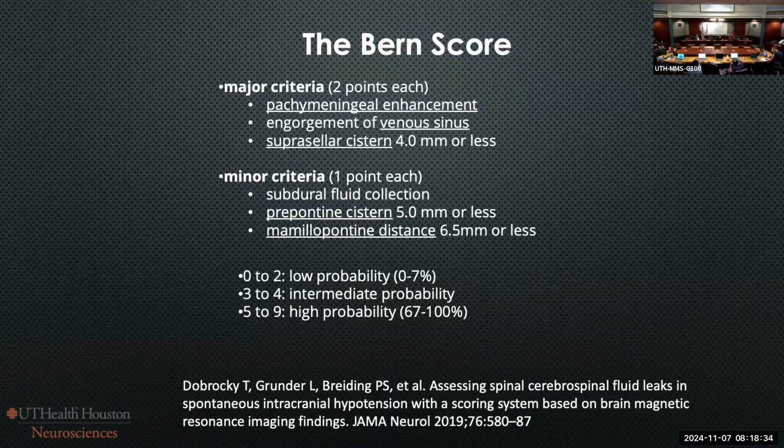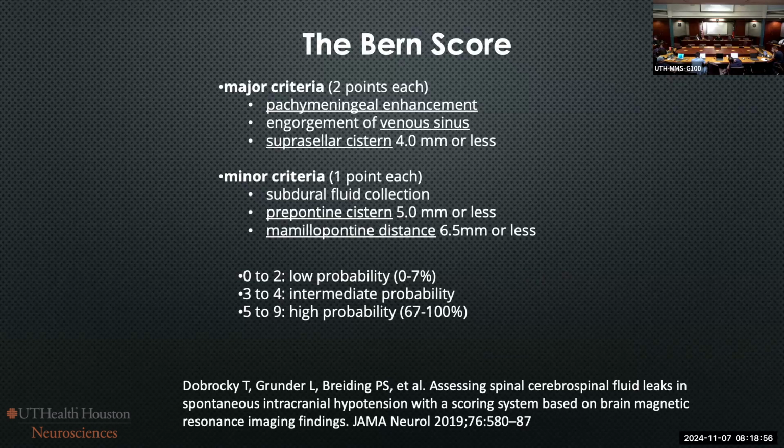Minor criteria: subdural fluid, that's not that common, and prepontine cistern decreased, mammillopontine distance 6.5 millimeters or less. If you have a score greater than or equal to 5, that's high probability. But notice in the 0 to 2s, they still had like 6.6% of people with leaks. So you could still have a low probability score and have a leak.